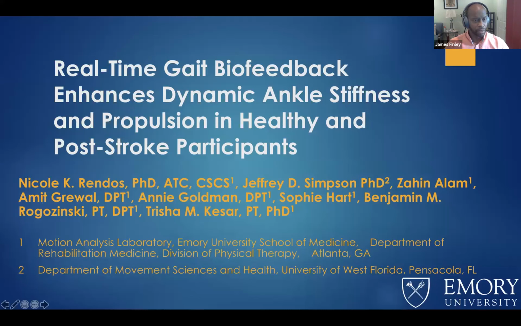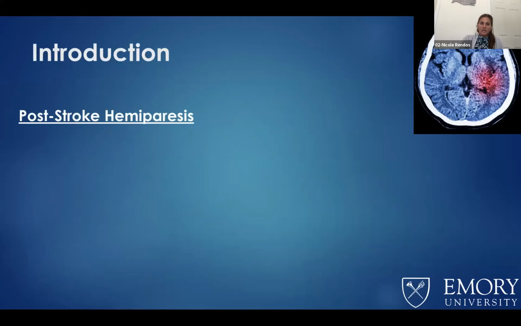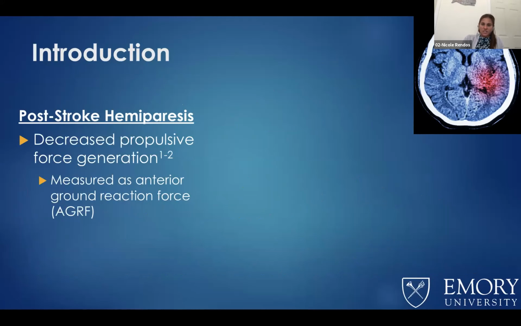Participants. Thanks, James. And this will actually bounce off of Emily's comment that discusses their need for ankle-specific gait interventions in stroke participants. So we know that stroke is the leading cause of long-term disability in adults in the United States, and individuals with stroke generate decreased propulsive force, and that's seen by a decreased AGRF, decreased plantar flexor moment, and decreased power of the ankle.